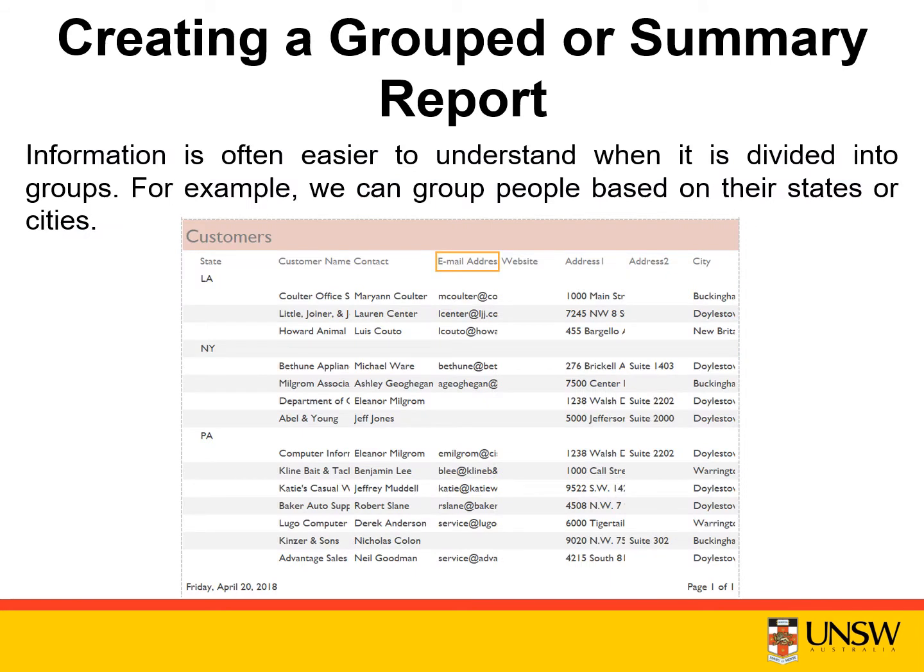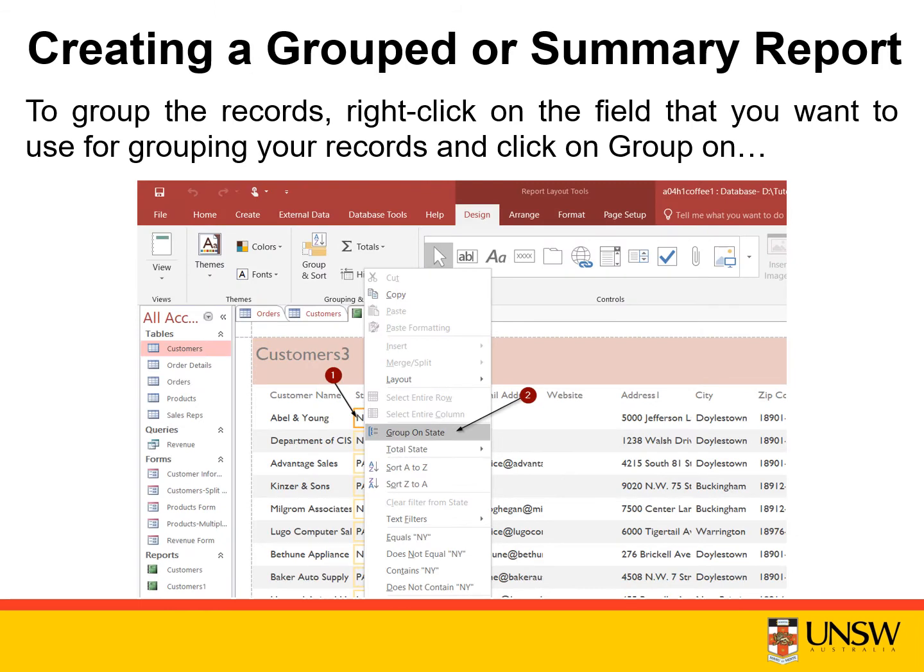One of the useful features of reports is grouping records. With the use of this feature, we can group our records based on 1, 2, or 3 columns. For example, we can group our employees based on their country, then group them based on their state, and finally based on their city. In order to group the records, right-click on the desired field that will be used for grouping the records, then click Group On.